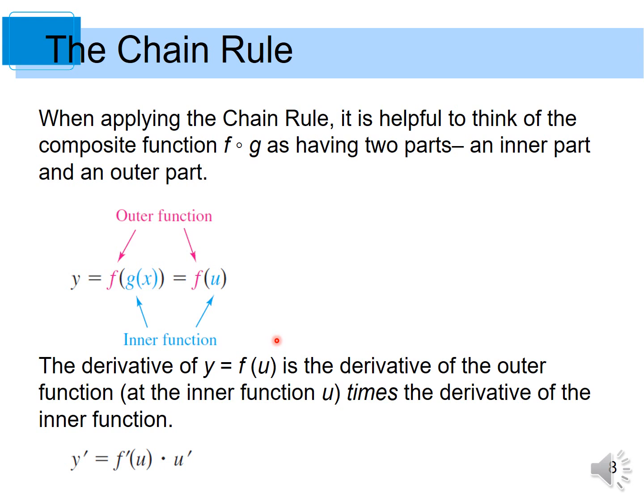When applying the chain rule, it is helpful to think of the composite function f(g(x)) as having two parts, an inner part and an outer part. So look at the composite function y equal to f(g(x)). The g(x) is the inner function, or u, and the f is the outer function. The derivative of y equal to f(u) is the derivative of the outer function at the inner function u times the derivative of the inner function.